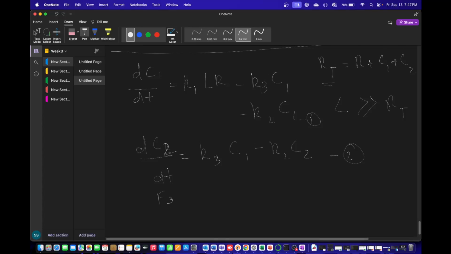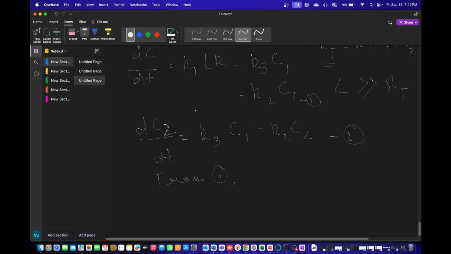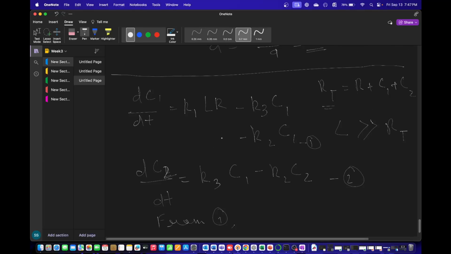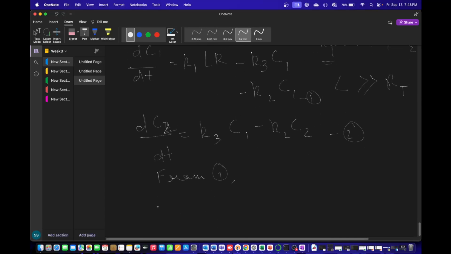So from 1, we'll put the value of R from this equation. So R is RT minus C1 minus C2. We'll put the value of R here. So dC1/dt becomes K1 into L into RT minus C1 minus C2.